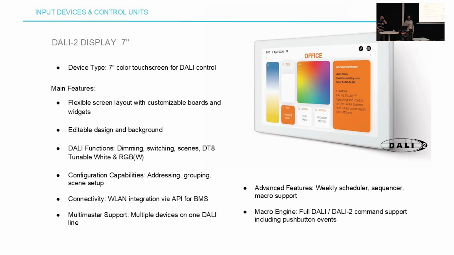The bigger brother of the Display 4 is the Display 7. It has all the features of the Display 4, but adds a really strong macro engine so that you can put in multiple macros. It also features a real-time clock and an Astro clock, and you can connect to it via Wi-Fi. Both these devices also have a web interface over the API, and you can implement them with your home network, for example, and then configure the DALI bus also from far away.